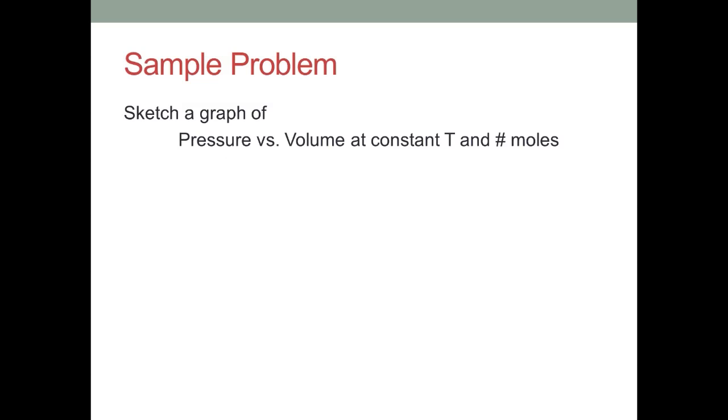Here's another problem. I told you you would have to be able to sketch graphs of this. So I want you to sketch a graph of pressure versus volume at a constant temperature and number of moles. Here's that graph. And now you should remember that for pressure and volume, you cannot have a zero volume. So if you see here, the graph is like an asymptote. As it approaches zero, it starts to increase exponentially. The reason why is if we have something in our box, we cannot compress that box to zero because we have particles inside of that box.